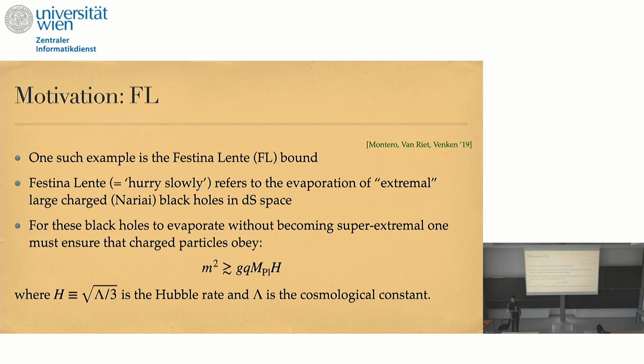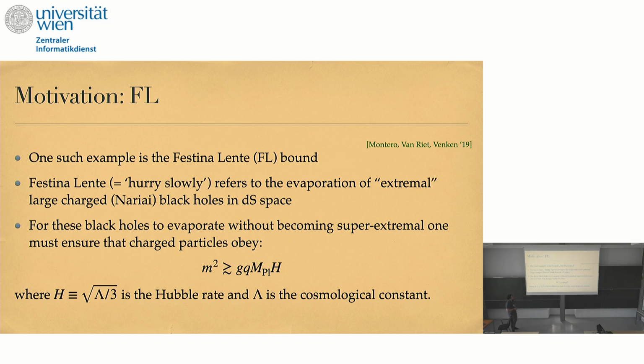Here m is the mass of the charge carrier, so all charge carriers in de Sitter have to have a mass that obeys this lower bound. Q is the charge of the charge carrier. g is the gauge coupling of the U(1) theory under which the black hole is charged. Q is some integer quantized charge. M Planck is the Planck mass, and H is the Hubble rate, which is related to the cosmological constant by a square root in de Sitter, in this normalization.